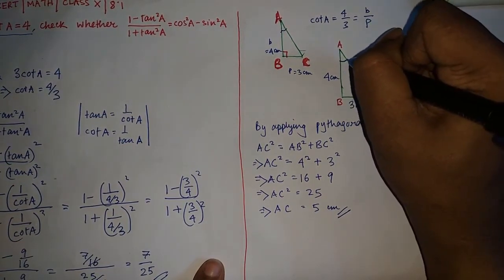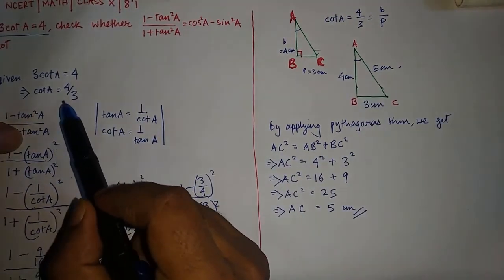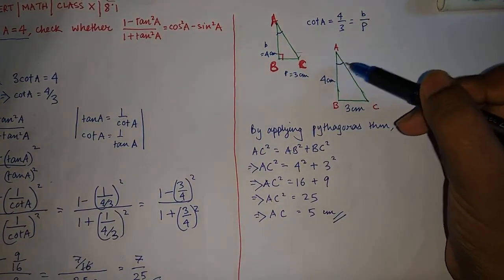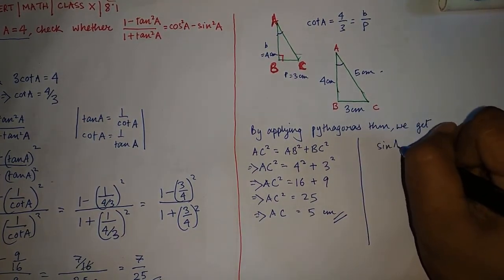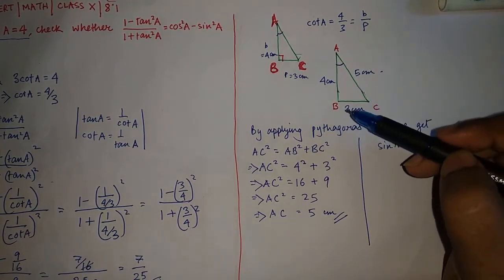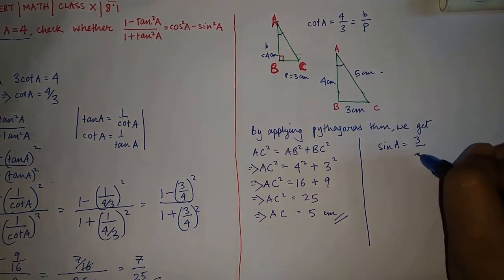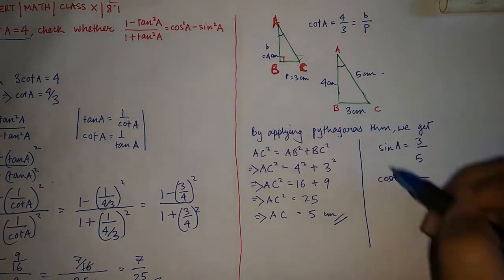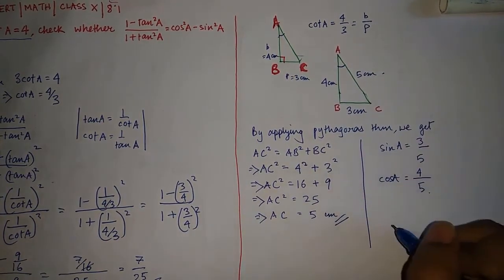So this is your triangle. This is the triangle you have constructed from the given equation, which is cot A is equal to 4 by 3. Now you have to find the sine of this angle A. Let me write here. What will be the sine of A? It is equal to the perpendicular by hypotenuse. What is the perpendicular here? 3 centimeter. And what is the hypotenuse? It's 5. And what will be the cos A? It's base by hypotenuse. What is the base here? It's 4 centimeter. Write 4 here. And what is the hypotenuse? It's 5 centimeter. Write 5 here.